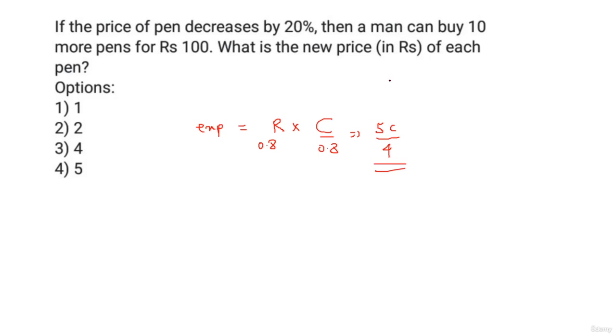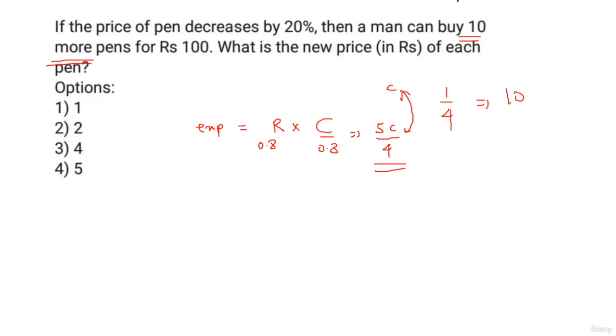Now what is the increase in the consumption, or increase in the quantity being purchased? 1 by 4, right? Extra. He's purchasing 1 by 4 extra. That tells you what? The man can buy 10 more pens. This 10 more pens correspond to 1/4 of the extra quantities bought, right? So 1 by 4 will correspond to 10.